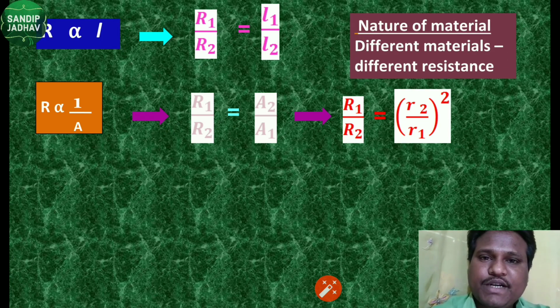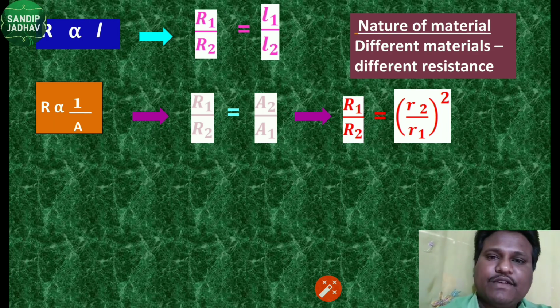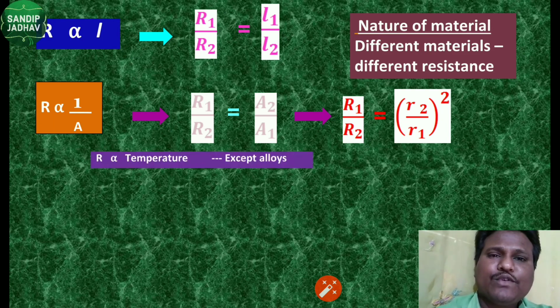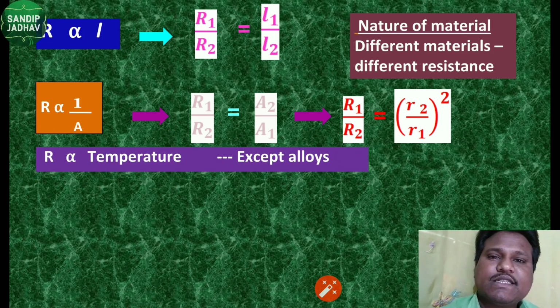The third factor on which resistance depends is material. Different materials will obviously have different resistance. And the fourth one is temperature. Resistance is directly proportional to temperature. As temperature increases, resistance also increases. But in the case of alloys, that will be inverse. That means as the temperature increases, the resistance of alloys will decrease. So these are the four factors on which resistance depends.